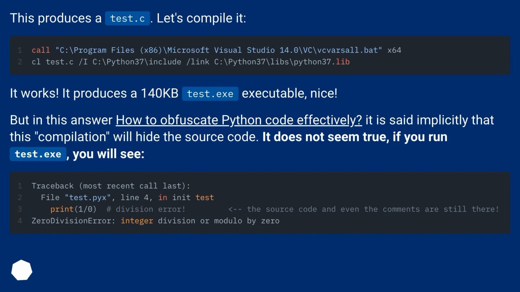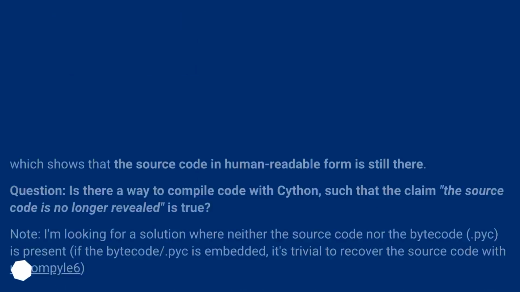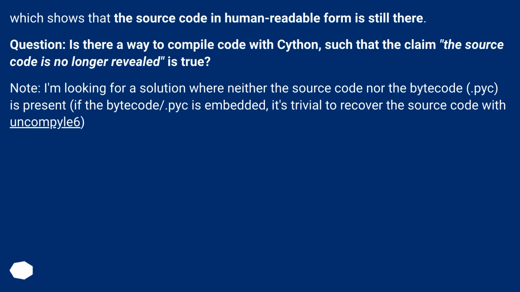Nice. But in this answer, "How to obfuscate Python code effectively", it is said implicitly that this compilation will hide the source code. It does not seem true. If you run test.exe, you will see. Which shows that the source code in human readable form is still there.